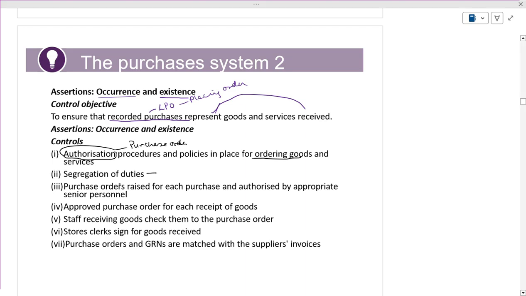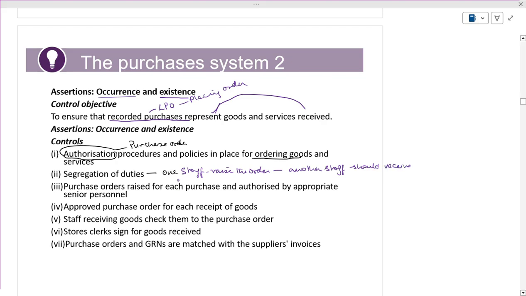One person, one staff, I can put it like this. One staff should raise the order, and another staff should receive. Two people should be there.